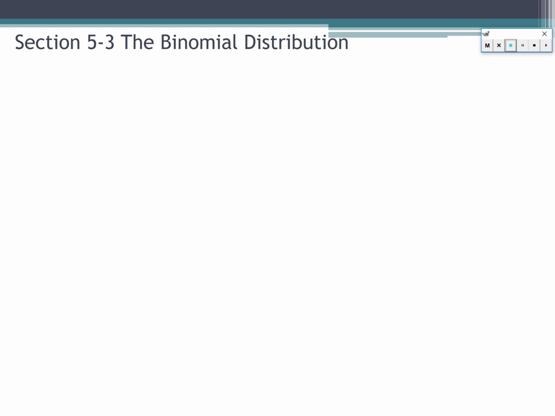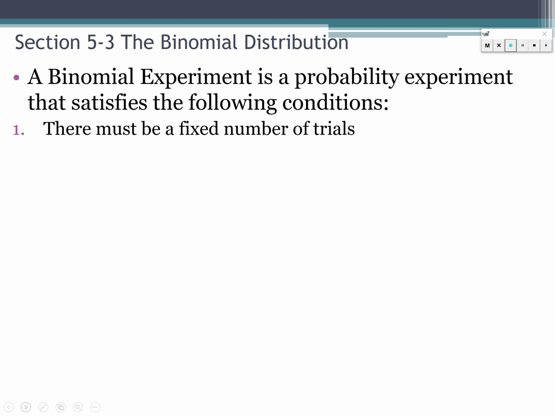In order for us to look specifically at the binomial distribution, we have to start off first of all with characterizing a binomial experiment. A binomial experiment satisfies the following conditions. If even one of the following is not met, it cannot be considered binomial. So it's not like, if a few of these are hit, it's okay. If even one is not met, it's no longer binomial.